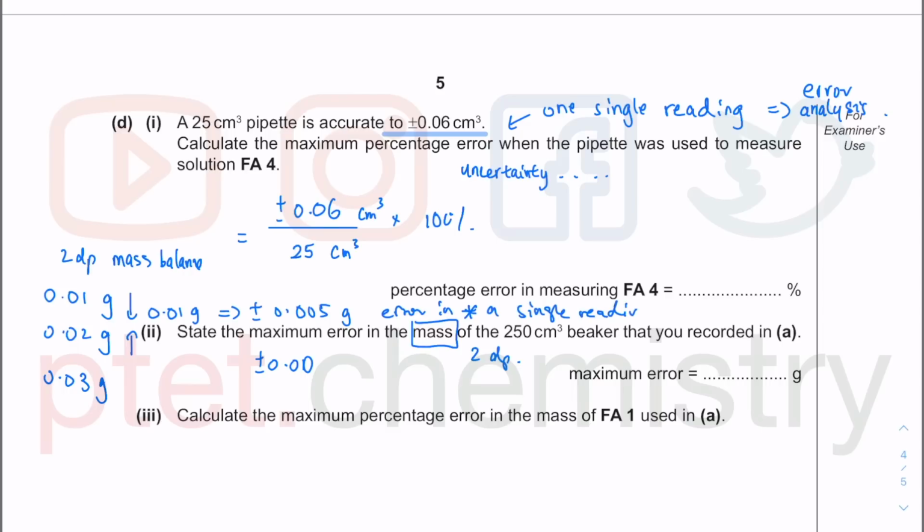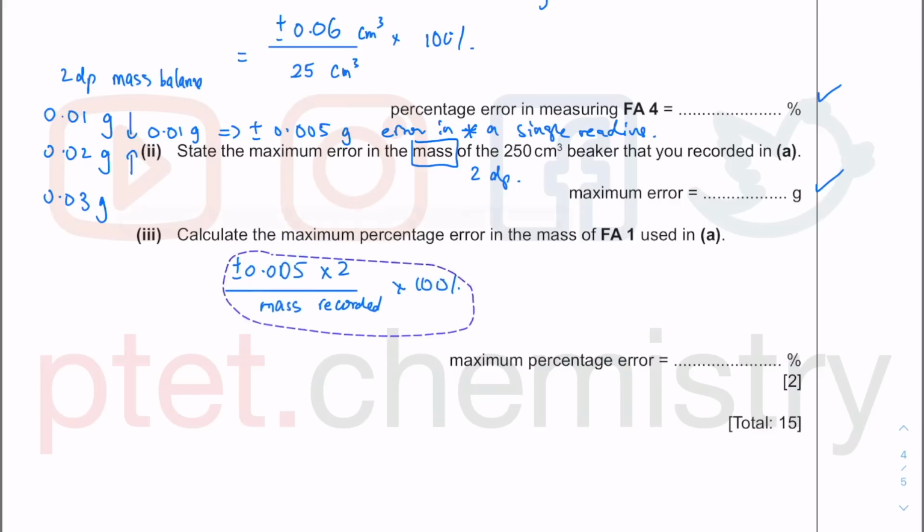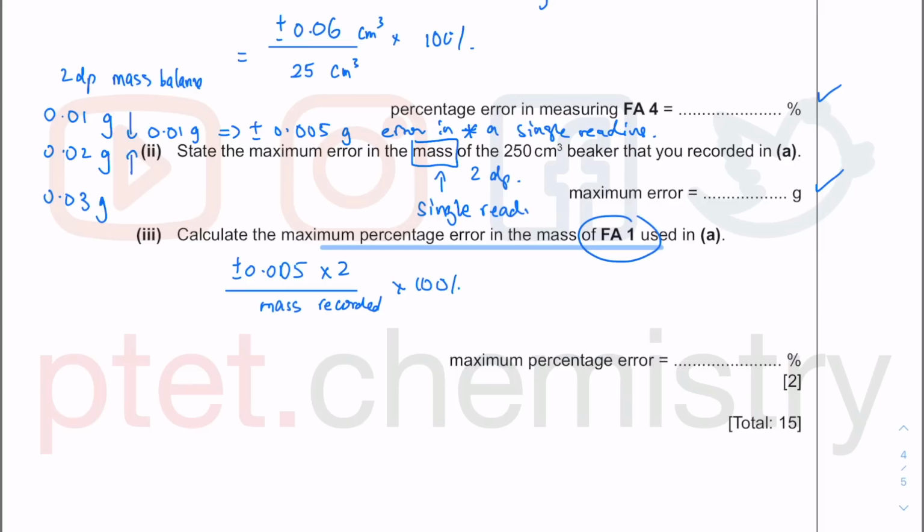I'm sure you have done this in school as well. So 0.005 multiplied by 2 divided by your actual mass recorded. What was your mass recorded to 2 decimal place, times 100%? That is going to be that. What is the maximum percentage error in the mass of... oh actually, I must have done something wrong, because that thing there is here. Because this is in the mass of FA1 used. Because this is just the mass of the beaker, this is just a single reading. So they just want the error in a single reading here.